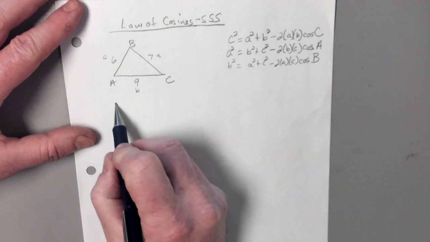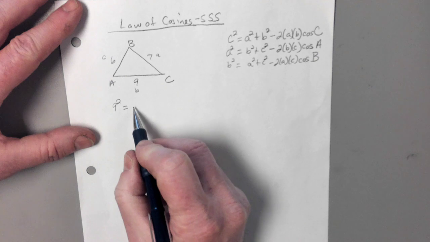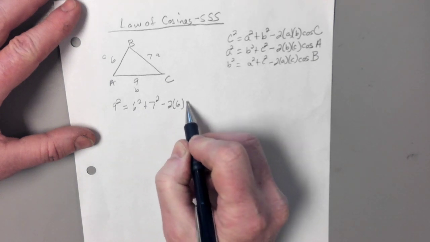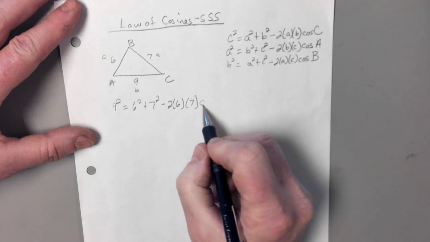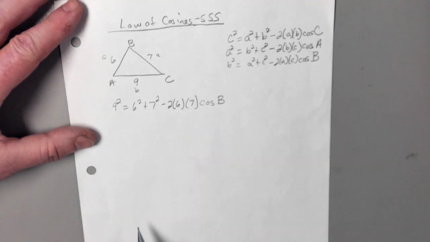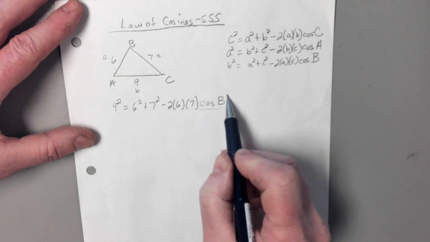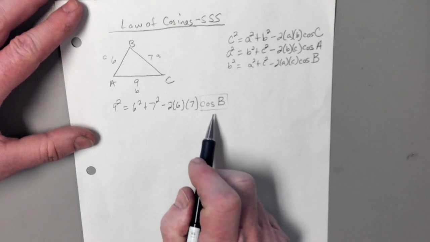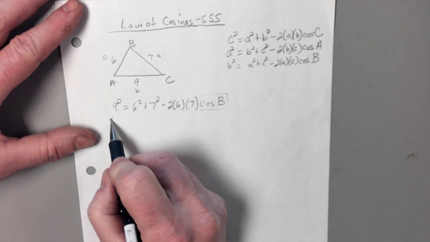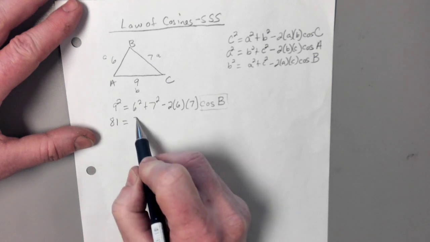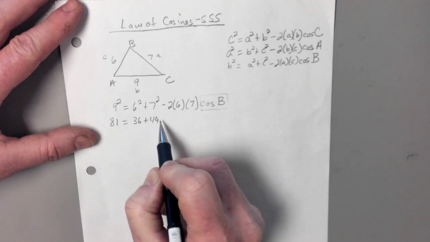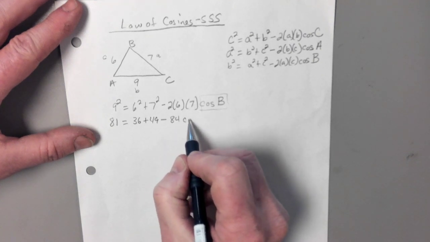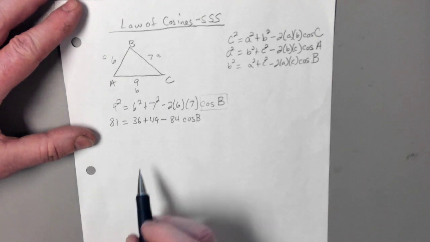So I know that 9 squared equals 6 squared plus 7 squared minus 2 times 6 times 7 times the cosine of angle B. And now what I have to do is think about this just as if it was a variable. I want to solve this equation and get that by itself. So I'm going to go ahead and work these out. 9 squared is 81, 6 squared is 36 plus 49, minus 2 times 6 is 12, times 7 is 84, times the cosine of angle B.